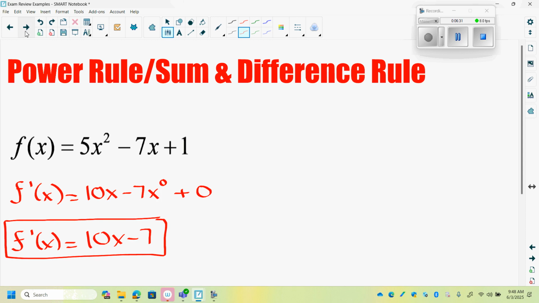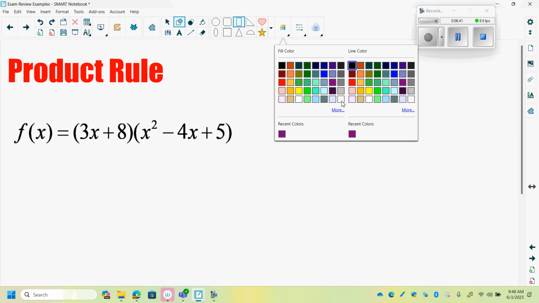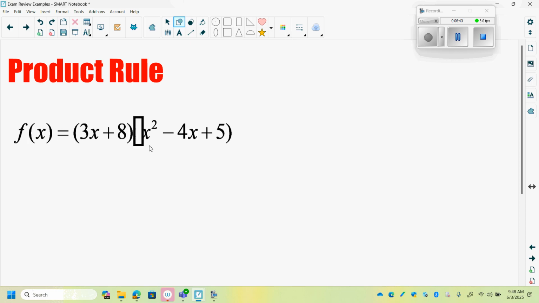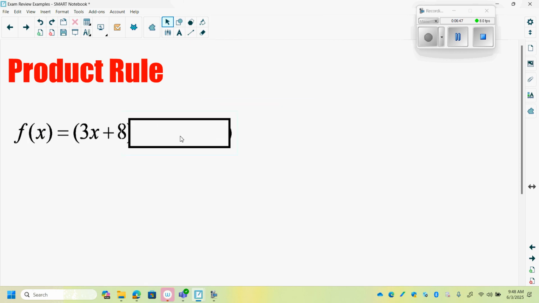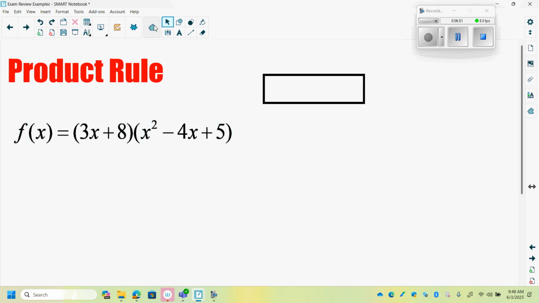That's that. On to the next rule, the product rule. Okay? Now, when we did the product rule, we did it a little bit different than the textbook. And I suggested that you get a little eraser so that you can hide these functions. But consider this the first function, which would make this the what? Second.